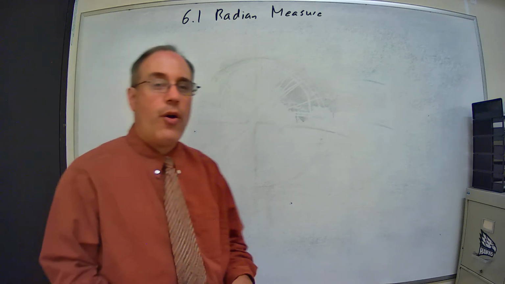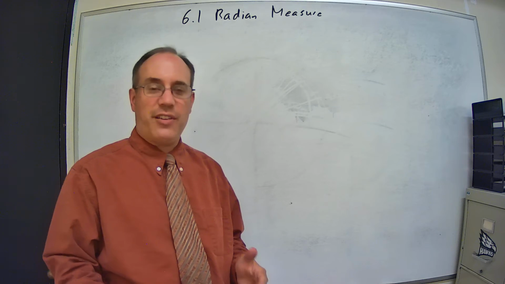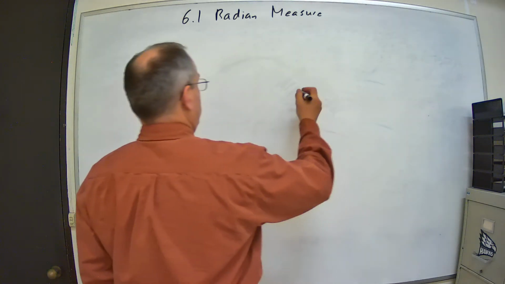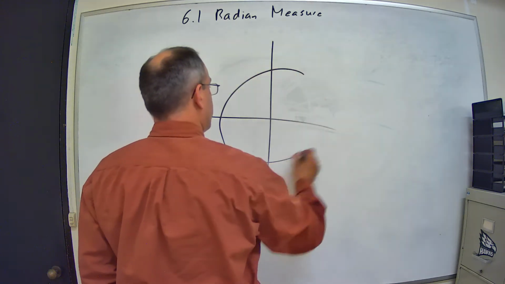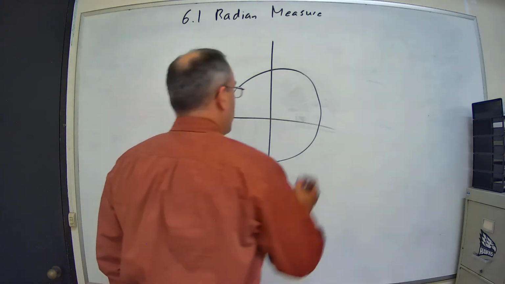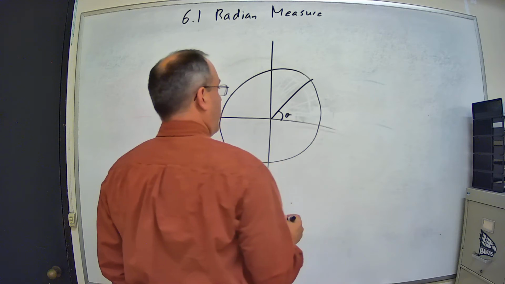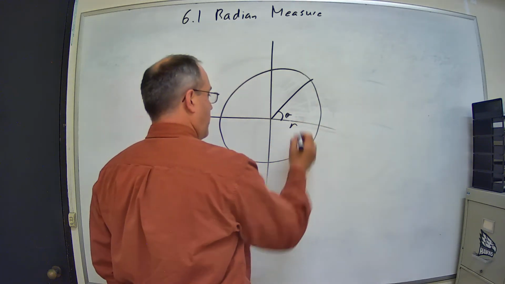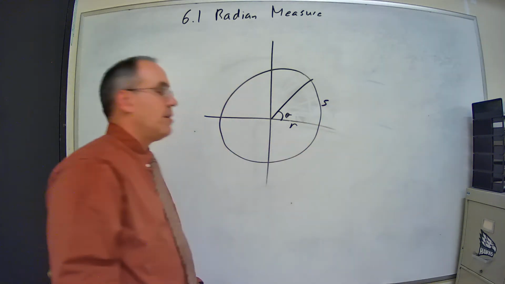Now we're going to talk about arc length. Remember a little earlier I mentioned that the arc length you usually say is S. So if we have a circle-ish type thing, and we have an angle theta, a radius r, then that arc length is S.